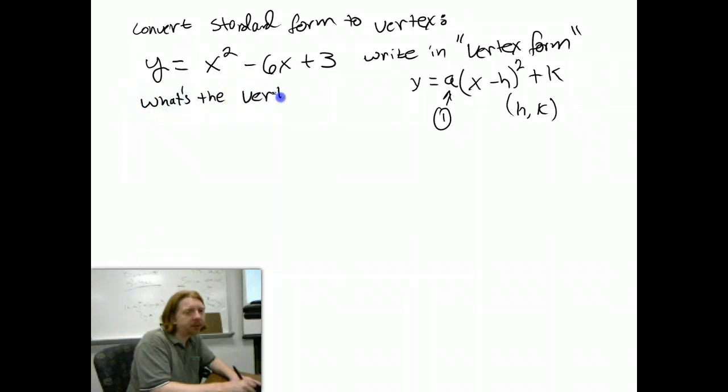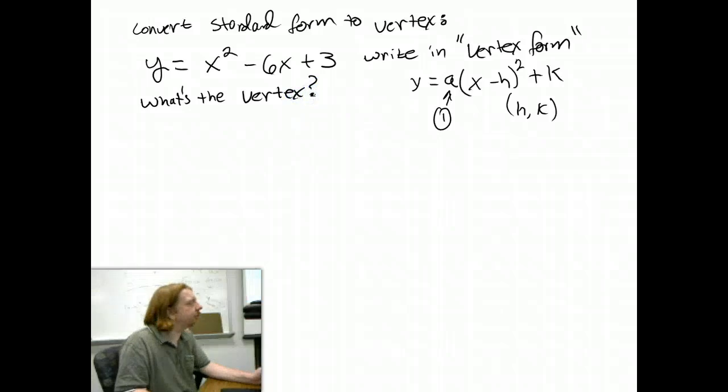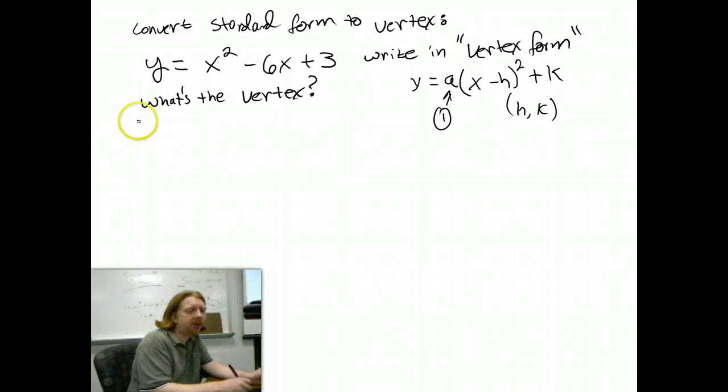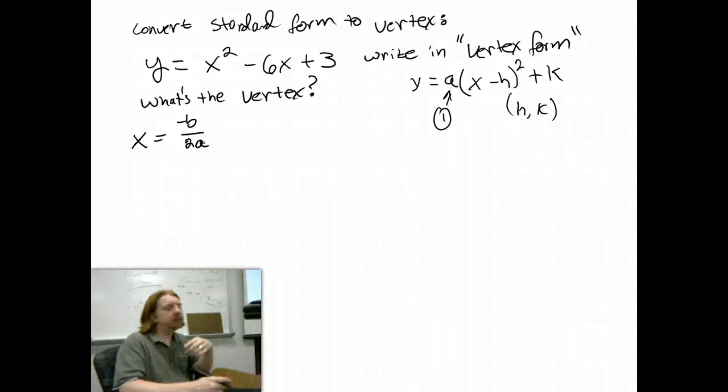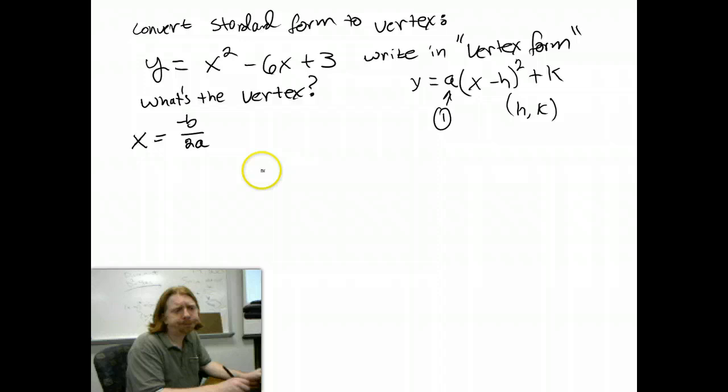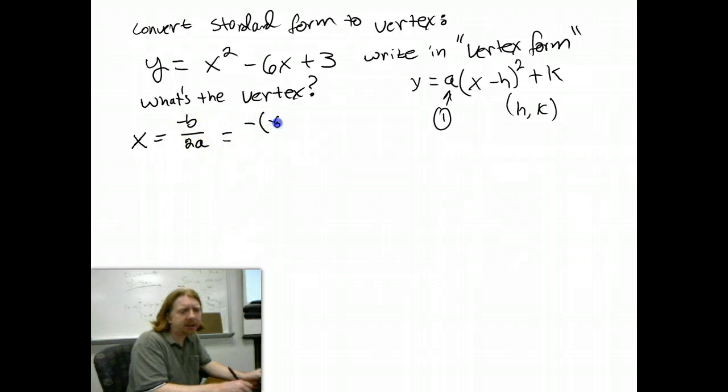Which we know how to do. We've done a few of those already, right? What's the formula for the x of the vertex? Minus b over 2a. Yeah, it's the lead-in to the quadratic formula. So I'm going to say that means I'm looking at negative 6 divided by 2 times 1, which is a positive 6 over 2, or 3.